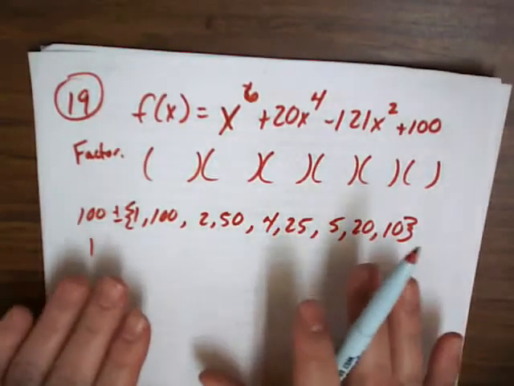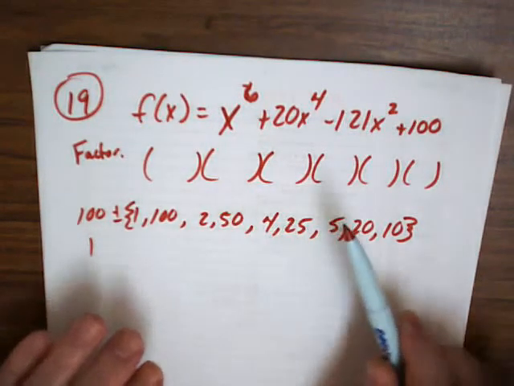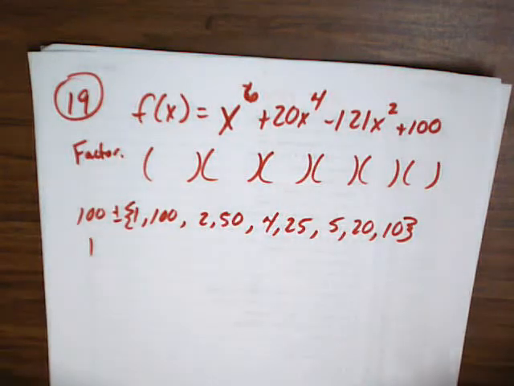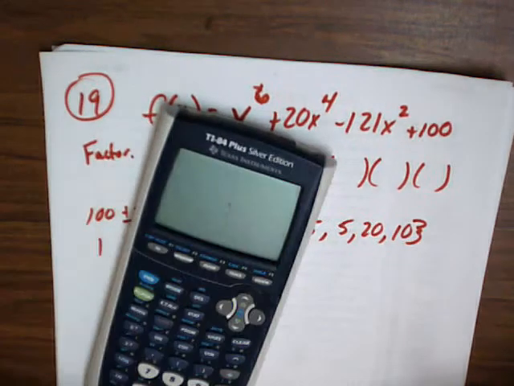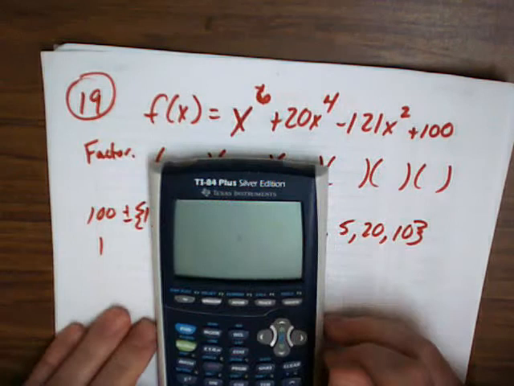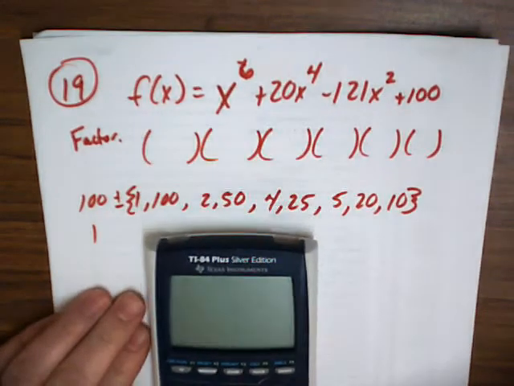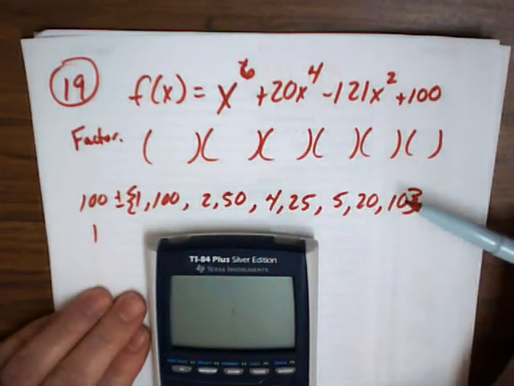Now what I'm going to do though, it says use any method, any method. And my method is I'm going to use my calculator to figure out which one of these numbers it uses.